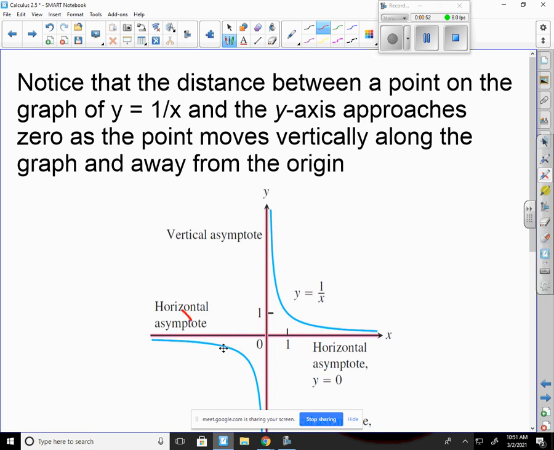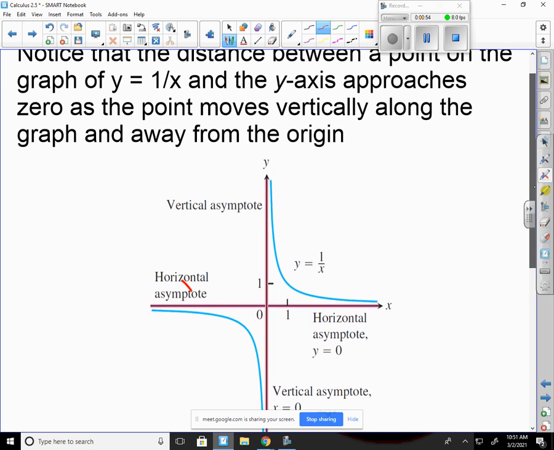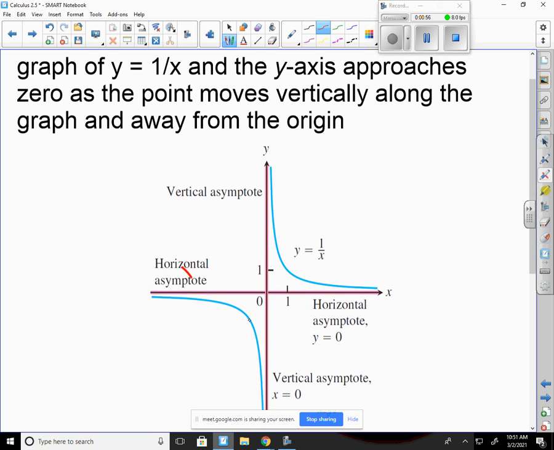Looking at it the same direction on the negative side, the further and further we get away from 0, moving vertically, the further and further down we go. That creates asymptotes, which is a line that our graph is never going to cross. So we'll have a vertical asymptote at x equals 0, and we have a horizontal asymptote at y equals 0.